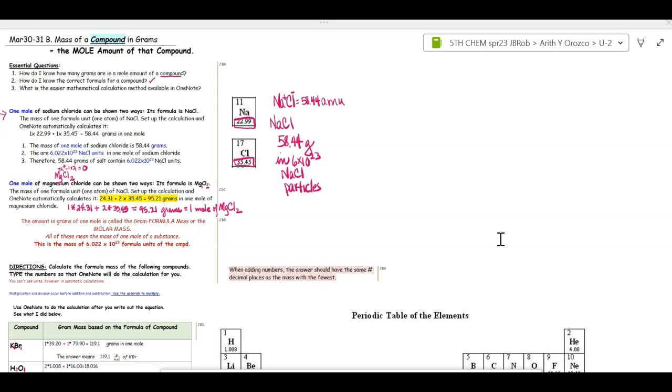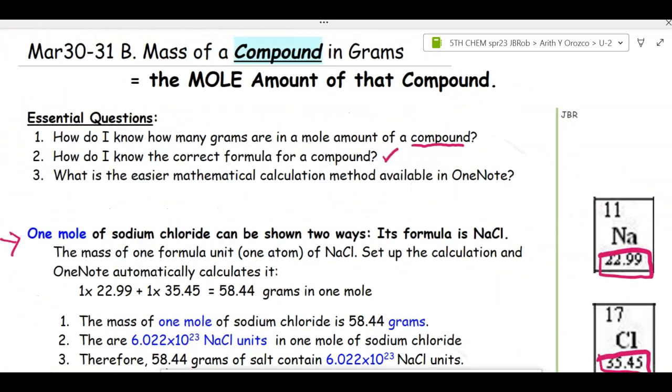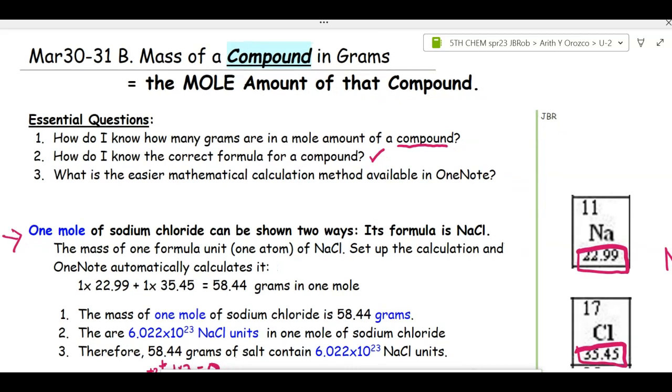So let's begin. Instead of just doing elements, we're going to do compounds with genuine formulas. So let me make this gigantic and let's begin. What we want is the mass of a compound in grams that equals the mole amount of that compound.